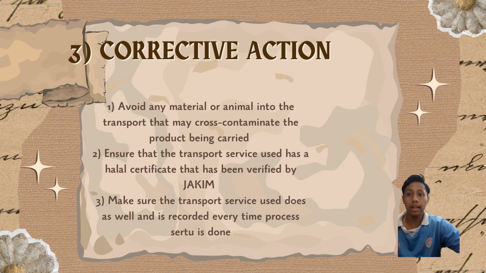And lastly, on the corrective activities, there are 3. Number 1, avoid bringing any materials or animals into the transport that may cause cross-contamination of the product being carried. Number 2, ensure that the transport service used has a halal certificate that has been verified by JAKIM. And lastly, make sure that the transport service used is also checked and recorded every time the process is done.